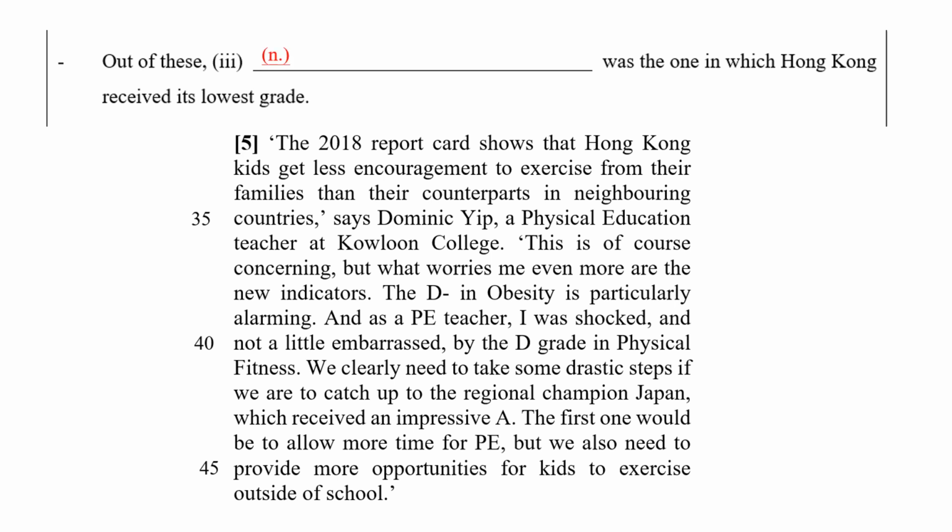Out of these, something was the one in which Hong Kong received its lowest grade, and we need to find actually what received this grade. So we find actually the lowest grade refers to the D- here. So the answer will be obesity because we are talking about what got the lowest grade. So that's obesity.